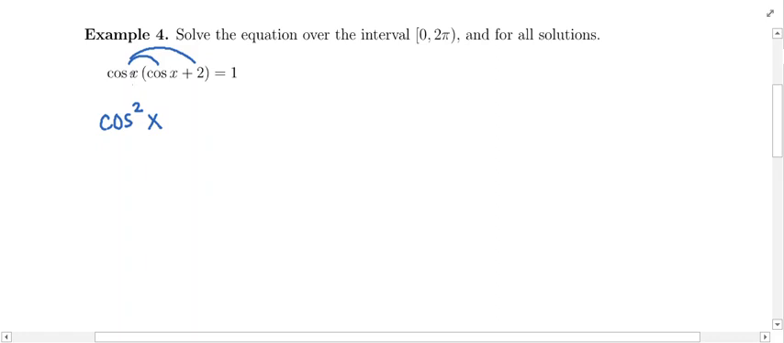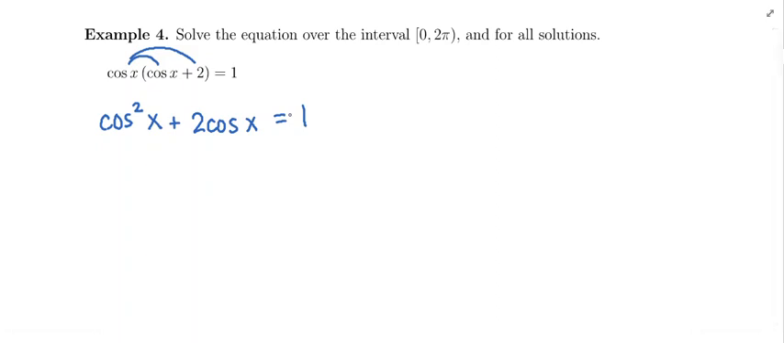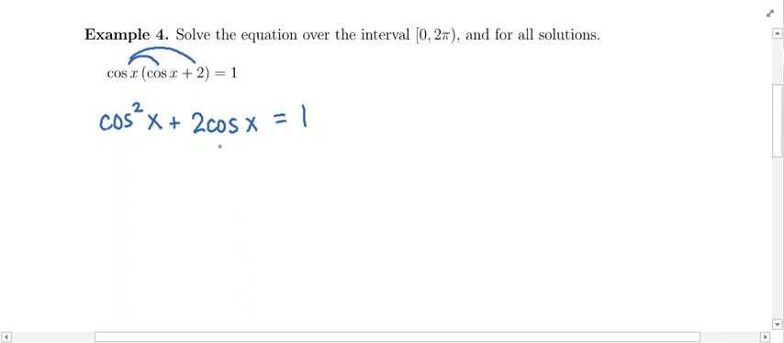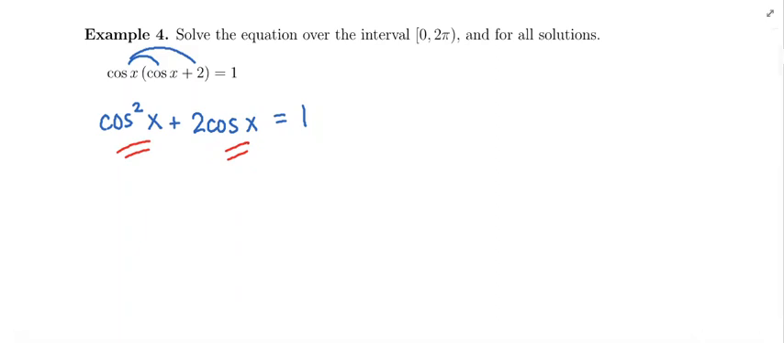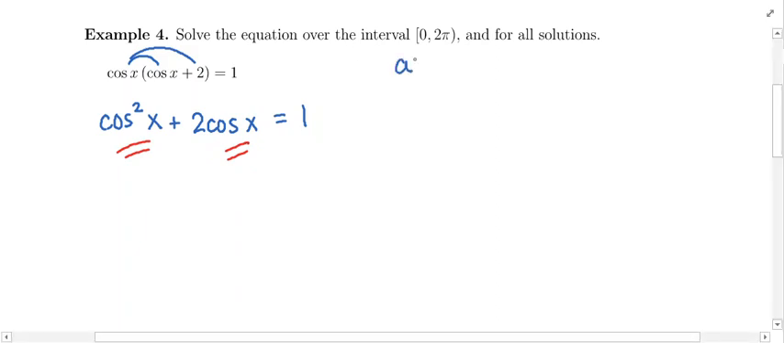So cosine x times cosine x, that's cosine squared x, and then plus 2 times cosine of x. That has to equal 1. So yes, if we look at it now, we see that it is quadratic. We have a cosine of x as our only trig term. Here it's raised to the second power, here it's raised to the first power. So it is fitting that mold of au squared plus b times u plus c is equal to 0.